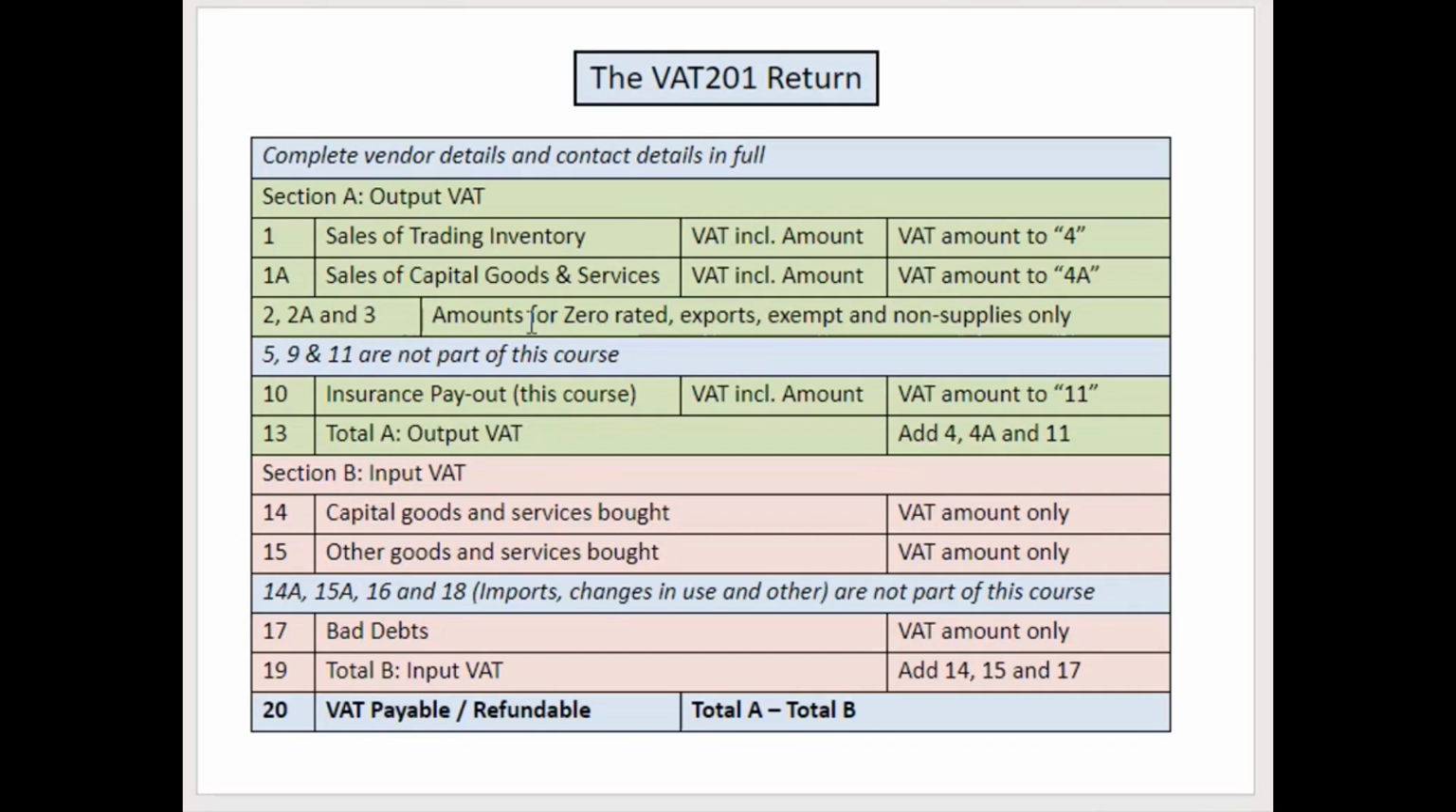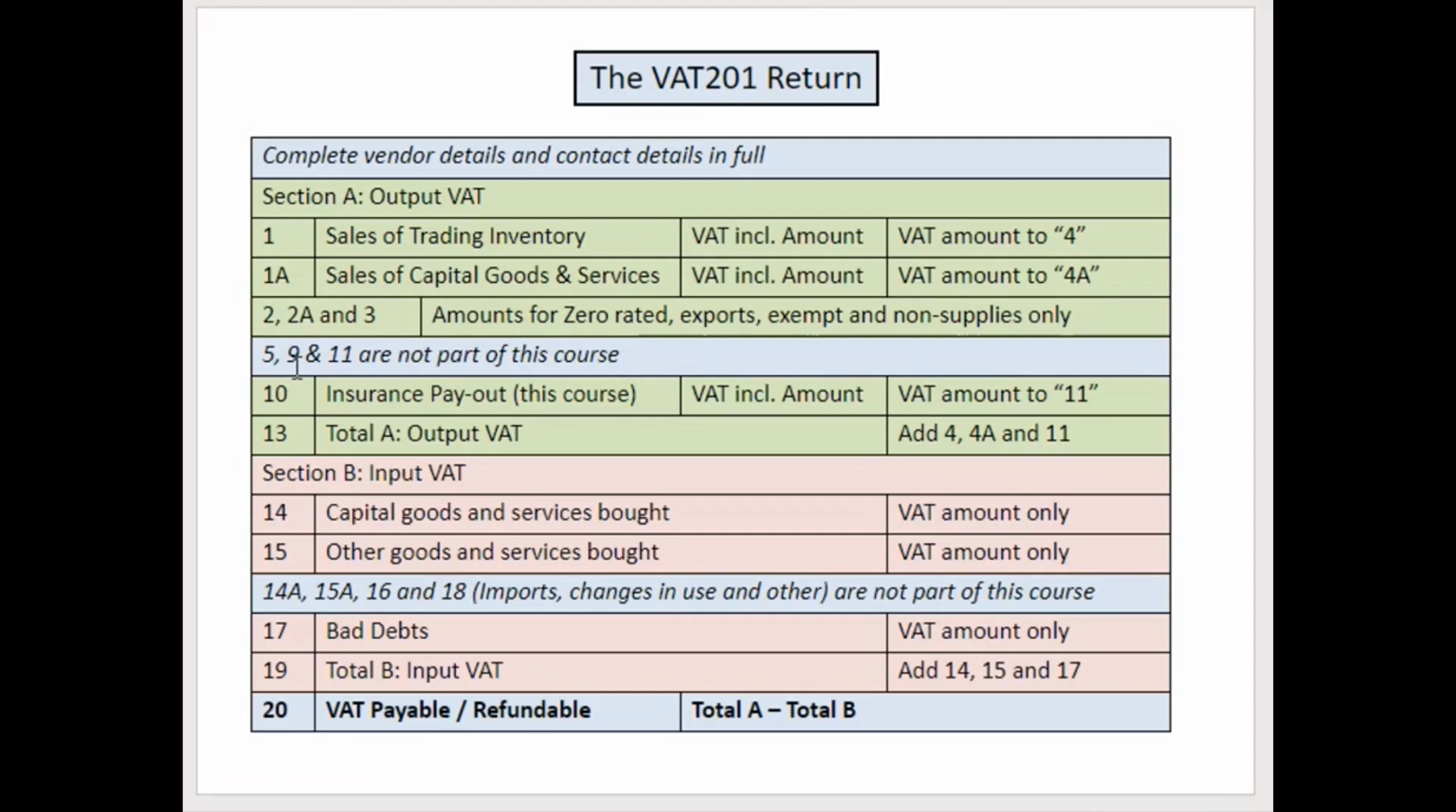And they are specifically for amounts that are zero rated, exports, and exempt and non-supplies. That is why when I did it with you last week, I said to you, you identify your VAT category. Is it input or output? And then you write all of them down. And then you indicate why you had a zero in some cases. Because when you fill in the 201 return, you still have to put those amounts. There's no VAT, but you have to put those amounts for zero rated in 2, the amounts for exports in 2A, and the amounts for exempt and non-supplies in 3. Okay.